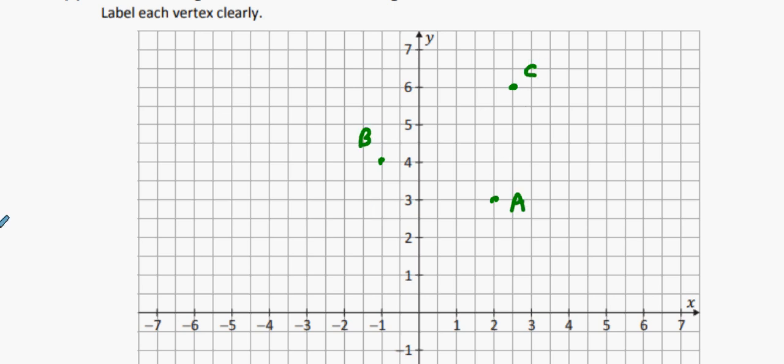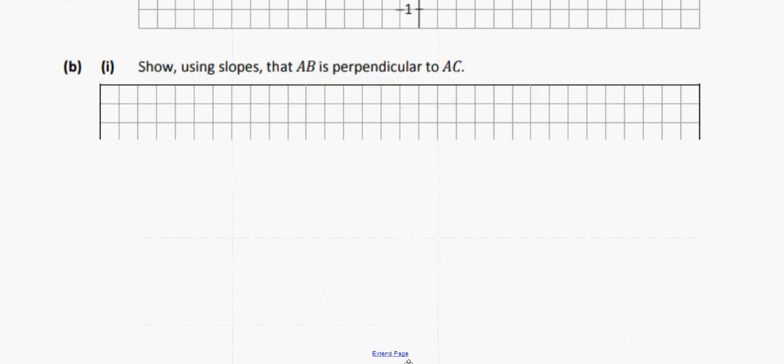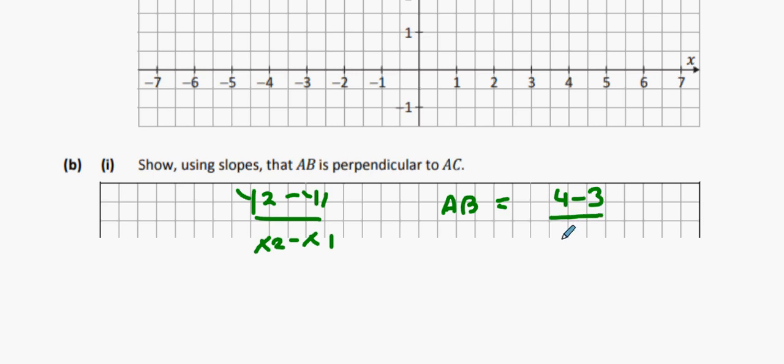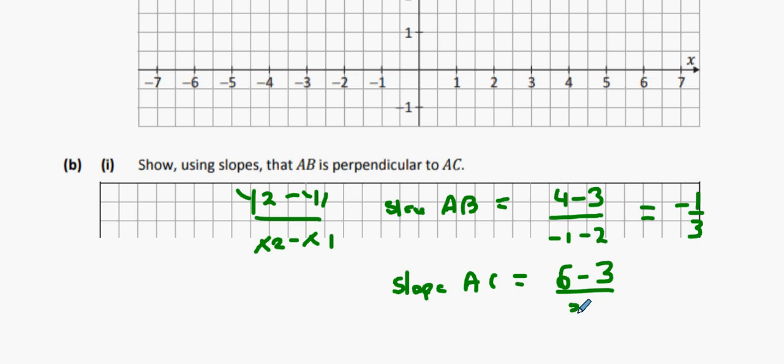Okay. The next thing is it goes, using slope, show that AB is perpendicular to AC. Okay, slope formula being y2 minus y1 over x2 minus x1. Did everybody get minus 1/3 and 3? Yeah. Did everybody get that? Right. If you didn't, it's basically the first one. AB is going to be 4 take away 3 over minus 1 minus 2. You get minus 1/3. Slope of AC is 6 minus 3 all over 3 minus 2, which is a slope of 3.